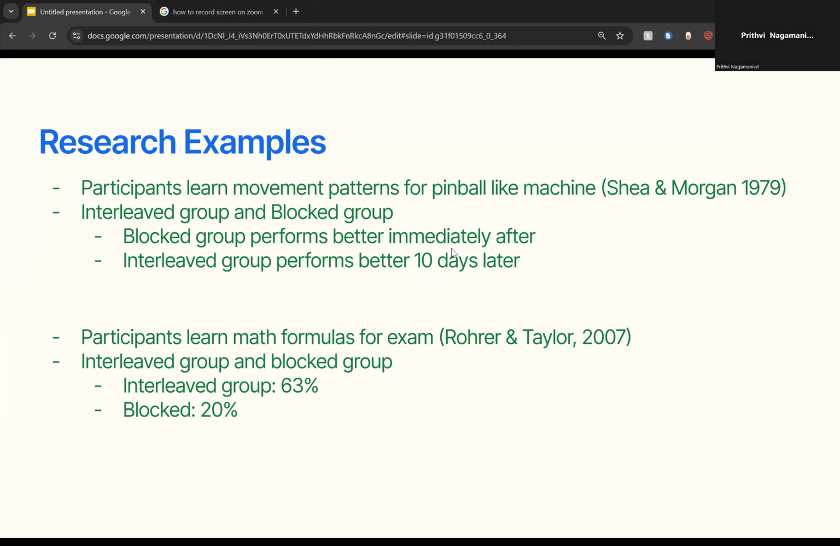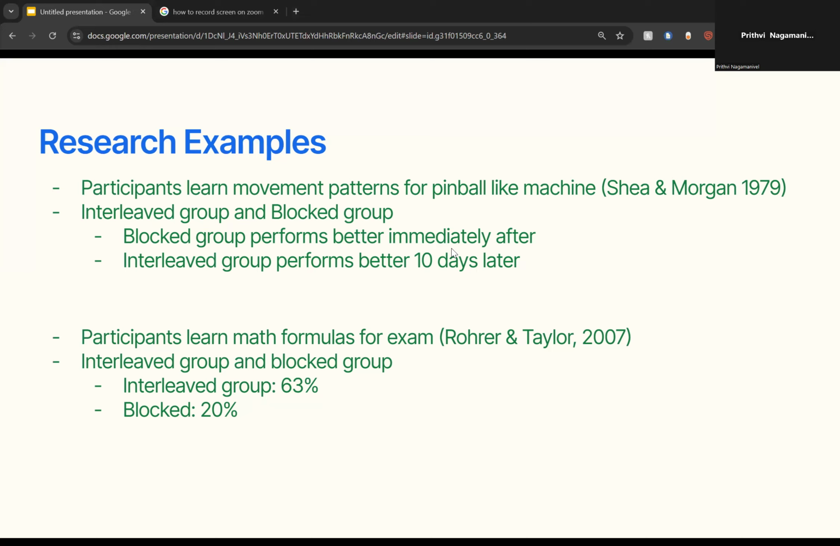So although the participants in the blocked practice trials performed better at the end of the day, participants who were told to come back 10 days later and repeat what they had learned were tested again. When they were told to recall random movements, the participants who used interleaved practice performed much better than the blocked practice participants.